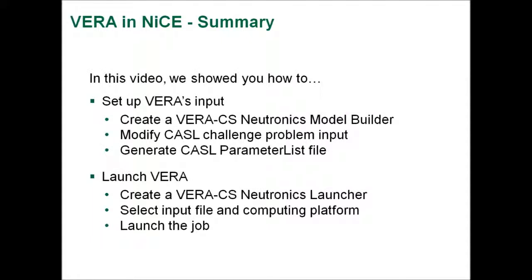In conclusion, to run a VERA simulation, you must create a VERA CS Neutronics model builder, load a Castle challenge problem template, tweak your input, and generate a Castle parameter list input file. Then, you need to create a VERA CS Neutronics launcher, select the input file created by the previous step, select the computing platform, launch the job, and wait.